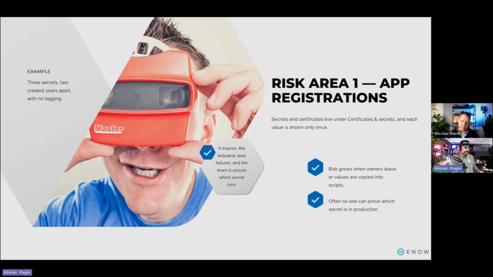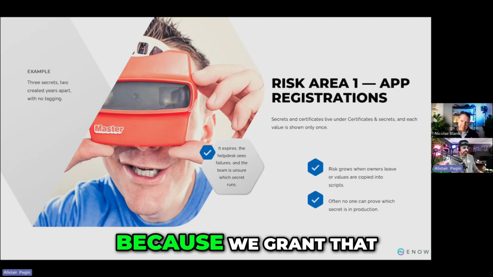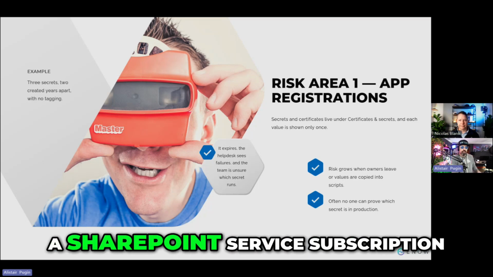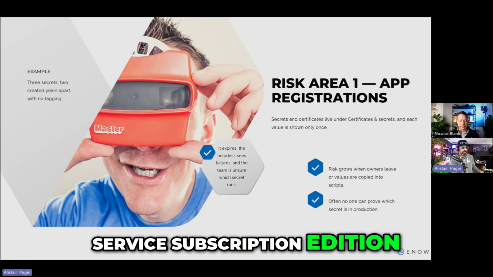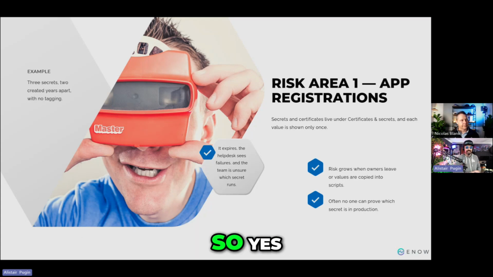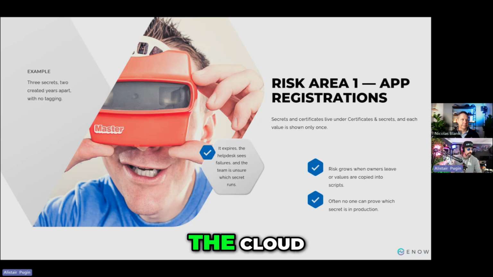Look, when we talk about service accounts, in very much the same way, yes, because we grant that service account access to SQL, right? I mean, we're doing a SharePoint Server Subscription Edition and a Project Server Subscription Edition deployment, and we had to list the service accounts and what permissions we need. So yes, I tend to agree with you. It's just, this is the new way of doing things, right? Since everyone's moved to the cloud.